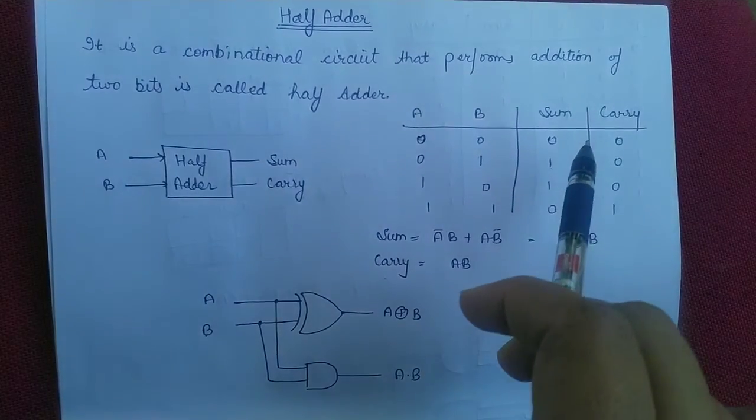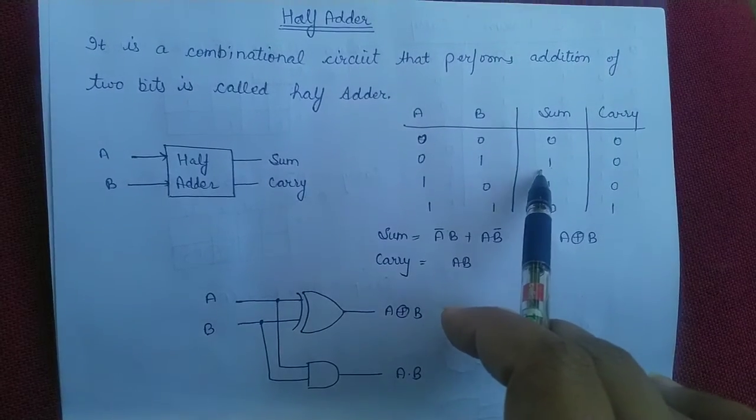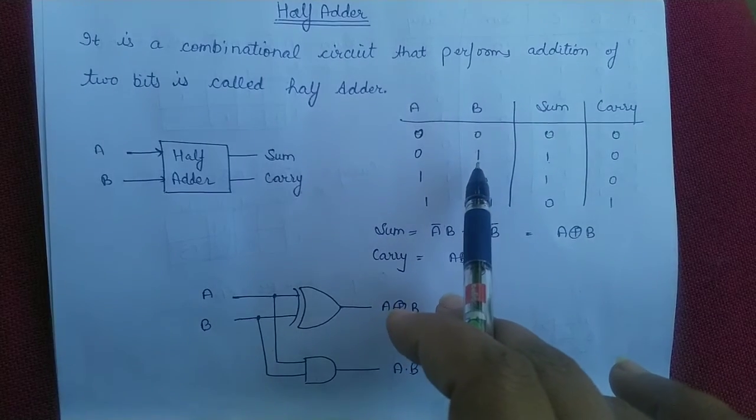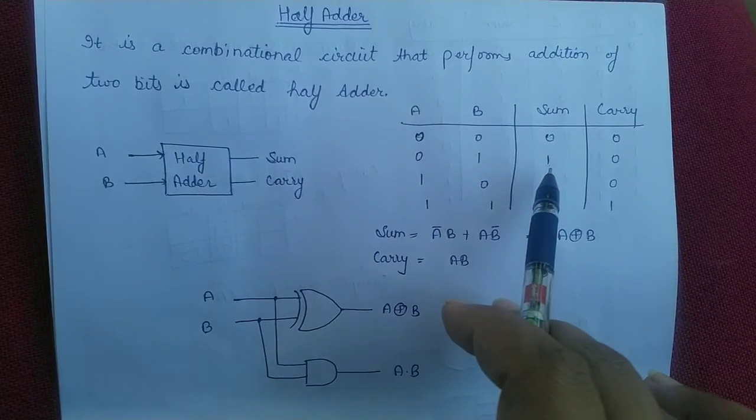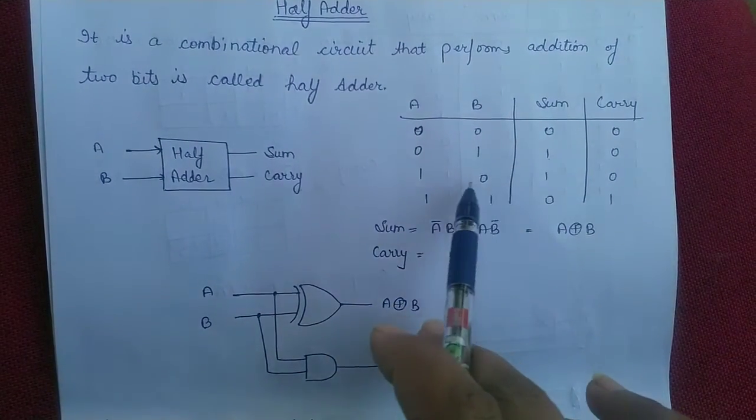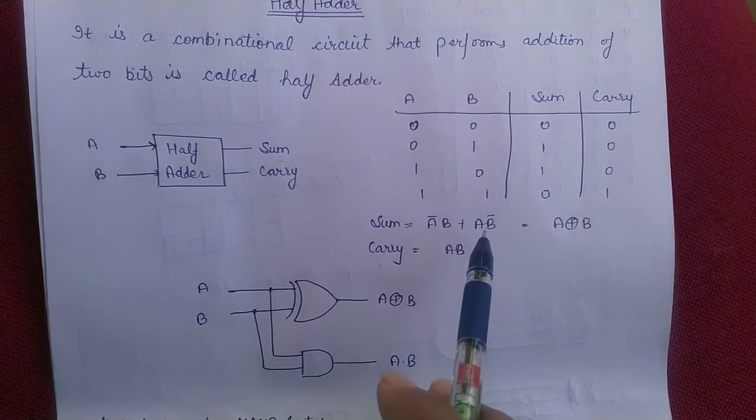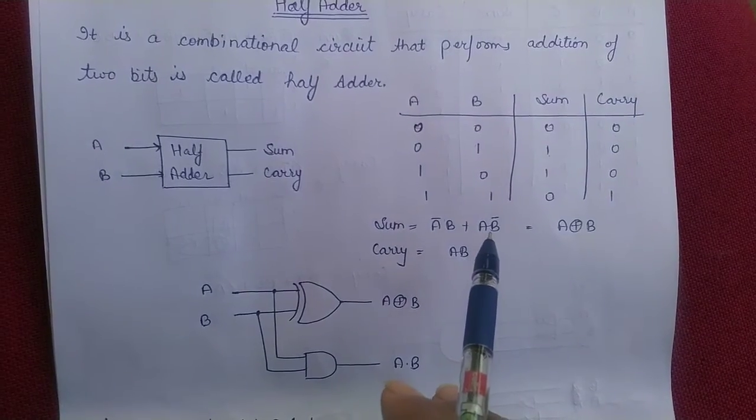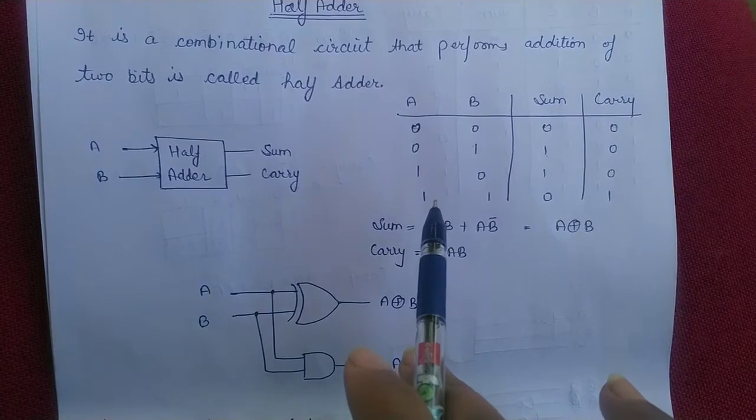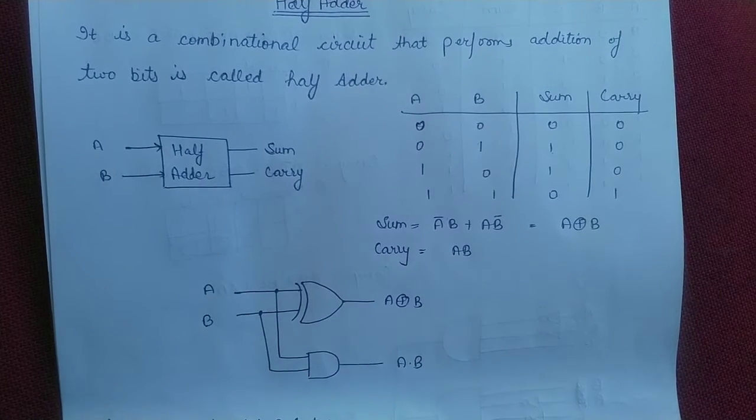If we convert this into a Boolean expression, see, if the value of A is 0 and value of B is 1, then we get output 1, so we can write it like A bar B. If A is 1 and B is 0, then we get 1, so we write it like A B bar. So this is the expression for A XOR B. In the form of carry, if both A and B are 1, then we write it like A and B.